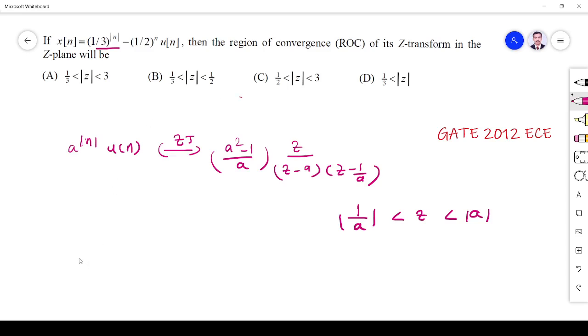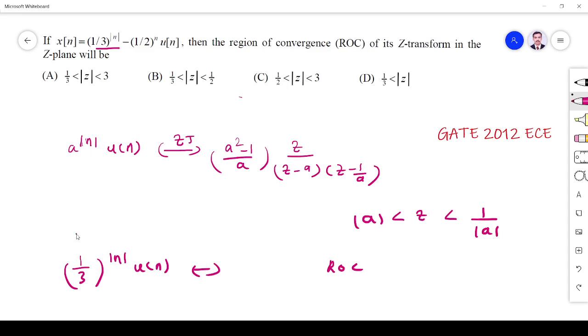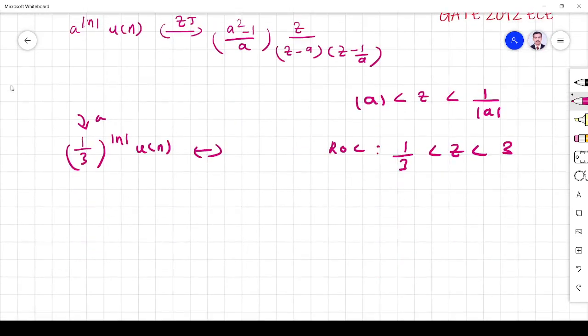For our problem we are given (1/3)^|n| u(n). So for this the ROC is given by, instead of A I have 1 by 3. Okay, sorry, this is not A, it is 1 by |A|. So here A is 1 by 3. So the ROC is 1 by 3 less than |Z| less than 3.